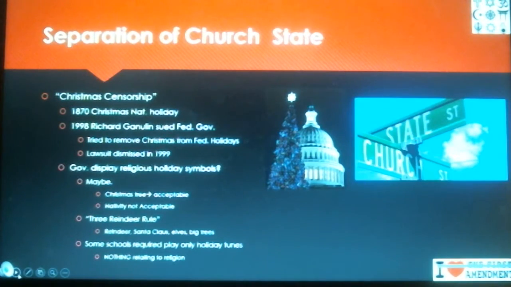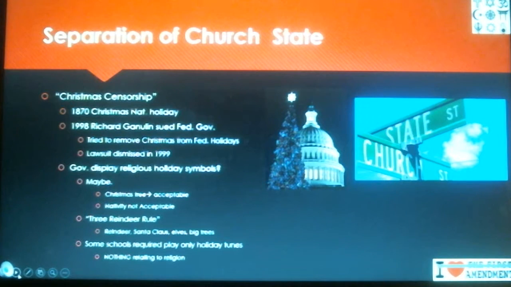The Christmas controversy involved the separation of church and state, or Christmas censorship. In 1870, President Grant made Christmas a national holiday. In 1998, Ohio lawyer Richard Ganulin sued the federal government. He tried to remove Christmas from the federal holidays. The government endorsement of Christianity, a violation of the Establishment Clause, is what he tried to prove. The lawsuit was then dismissed in about 1999.